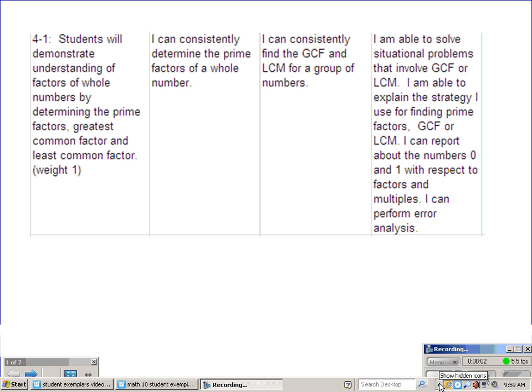Right, in this group of exemplars, we are going to be looking at outcome 4.1 from the Math 10 Foundations course, where students have to demonstrate understanding of factors of whole numbers by determining prime factors, greatest common factor, and least common factor. For a level 2, the student needs to be able to determine the prime factors of a whole number. A level 3 is they have to be able to find the greatest common factor and the lowest common multiple. And level 4 is that they can do situational problems. They are accurate in their work.